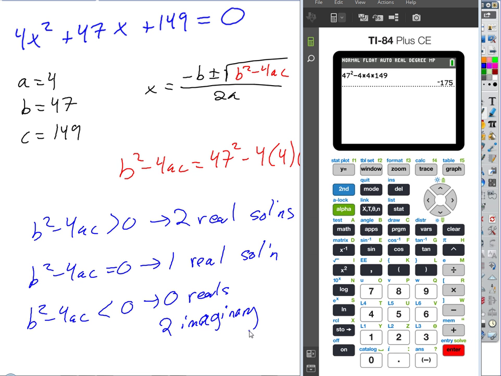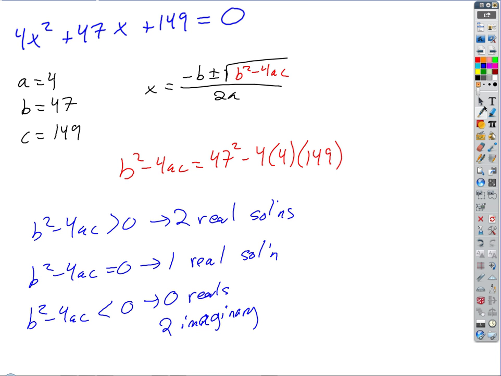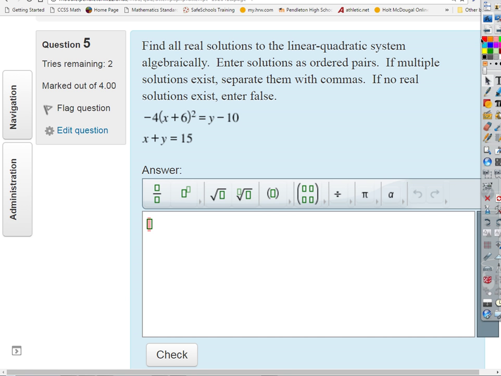So for our purposes here, that makes things pretty simple. Because I'm going to get i's in my answer, and we're only looking for real solutions, it's false.